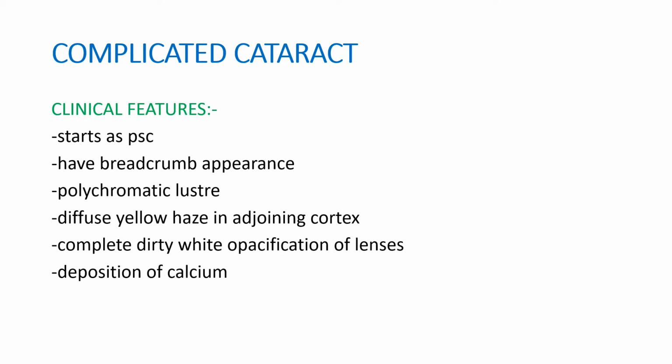Clinical features. It starts with the posterior subcapsular cataract. It has a breadcrumb appearance. Polychromatic luster: there is an appearance of colored particles of red, green and blue, and this is called a rainbow cataract. There will be a diffuse yellow haze in the adjoining cortex. Later, the whole lens gets opacified, becomes dirty white in color, and in a later stage there can be deposition of calcium.